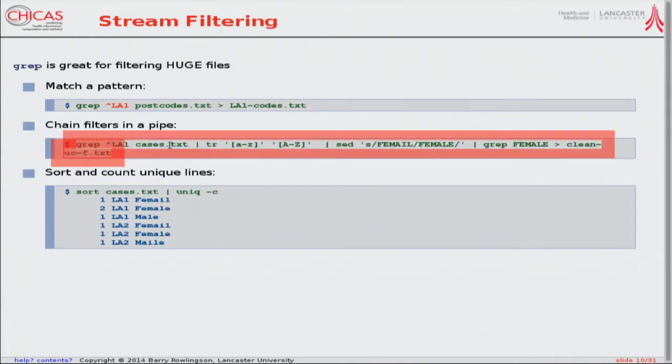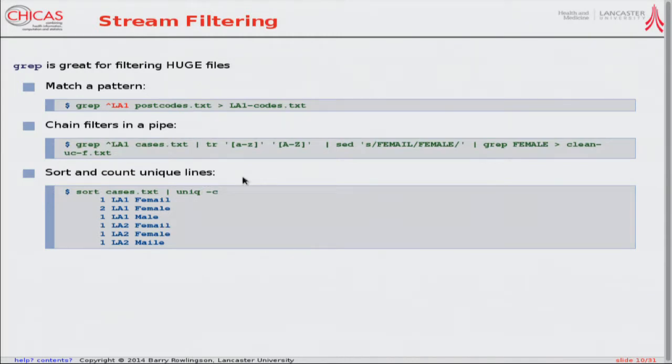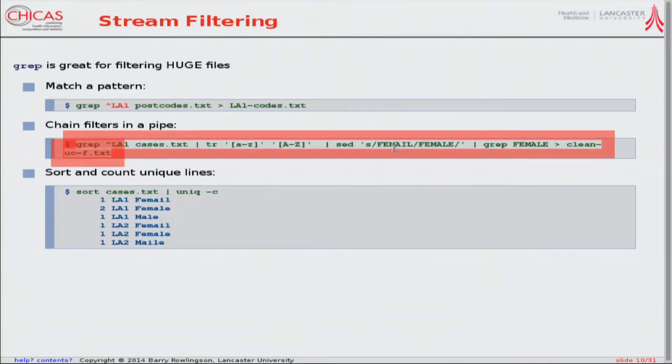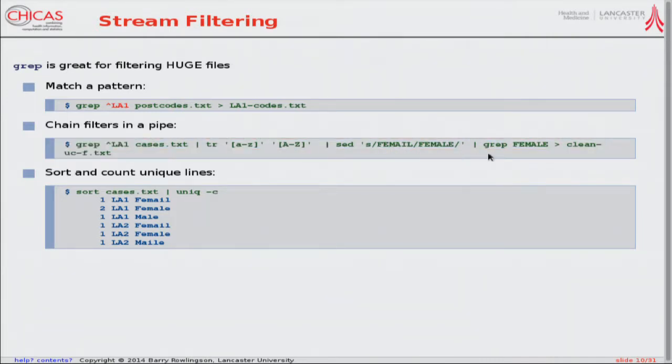Suppose I've got some case data for the whole country. I only want those that are in LA1, and that's the first record in the file. I want to make everything uppercase, and then I want to fix a couple of typos where someone spelt female wrong, then find all the female data and send it to another file, clean, uppercase, female.txt. So I can do that with one line. That's a one-liner. And it does it a line at a time in the input file, so it can work on as big a file as you've got without running out of memory.